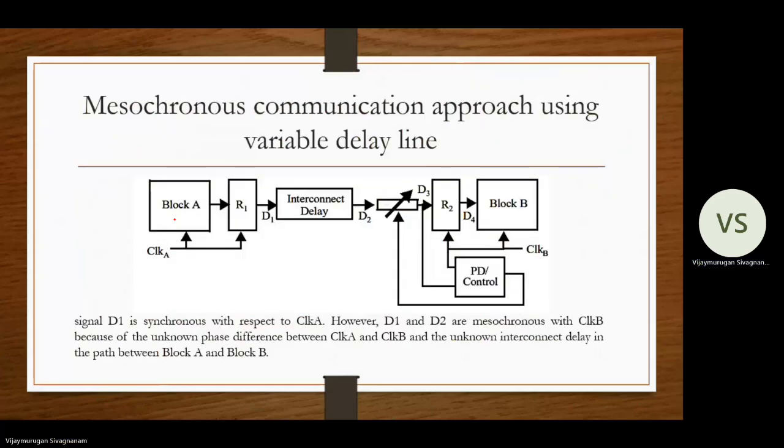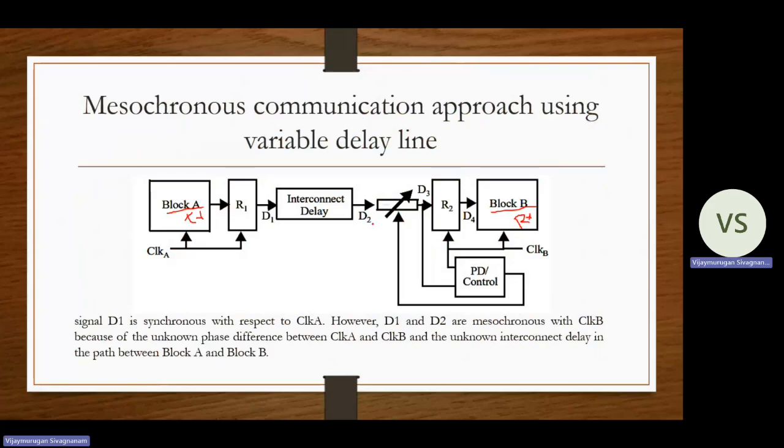This is a block diagram for a mesochronous communication approach using a variable delay line. In this diagram, we have two blocks called block A and block B. Block A is considered the transmitter, and block B is considered the receiver.